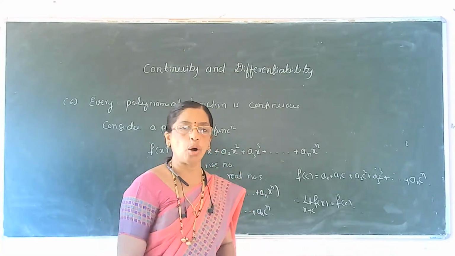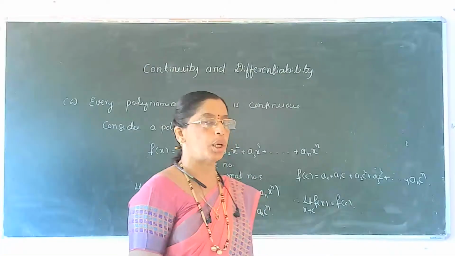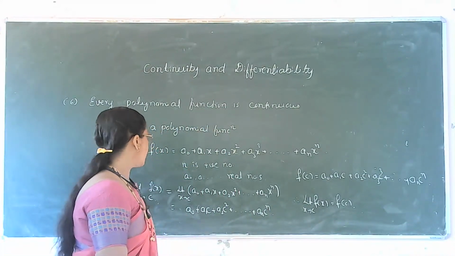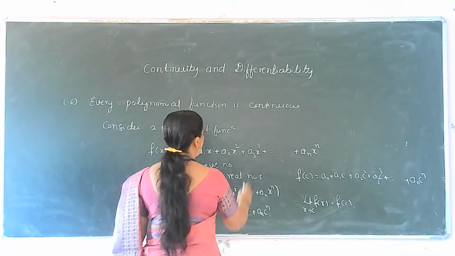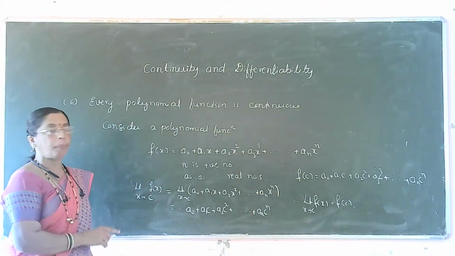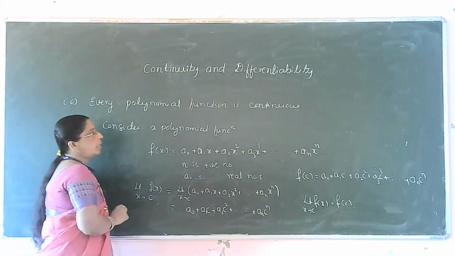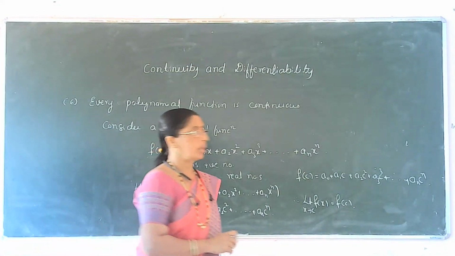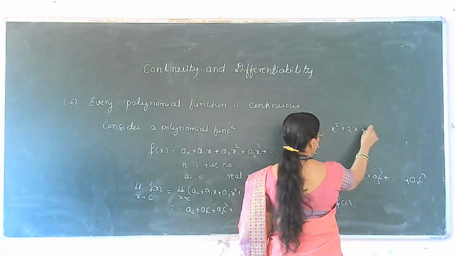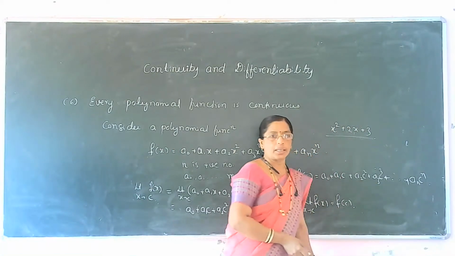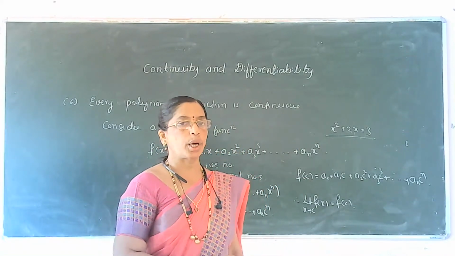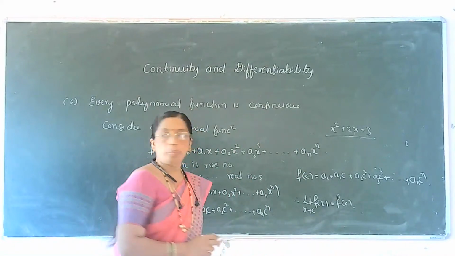The limit of the function and the value of the function at c are equal, therefore the function is continuous. Every polynomial function is continuous. If it is taken as x square plus 2x plus 3, it's a polynomial function, and you can check that the function is continuous.